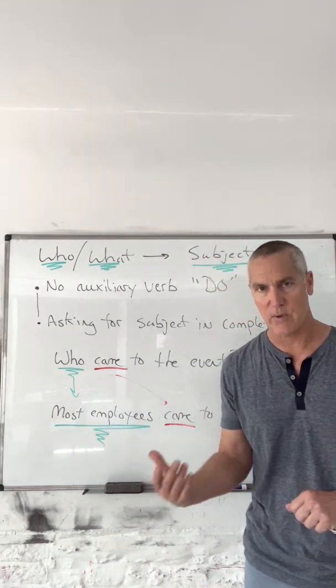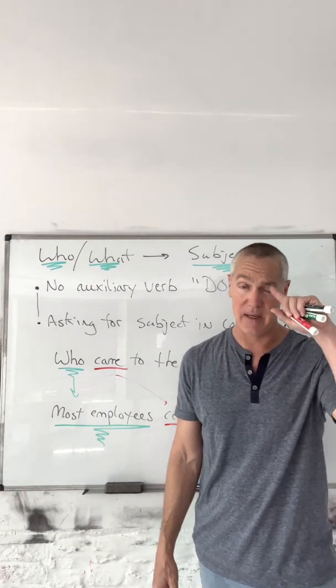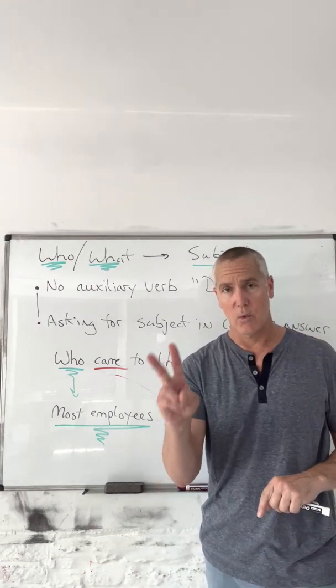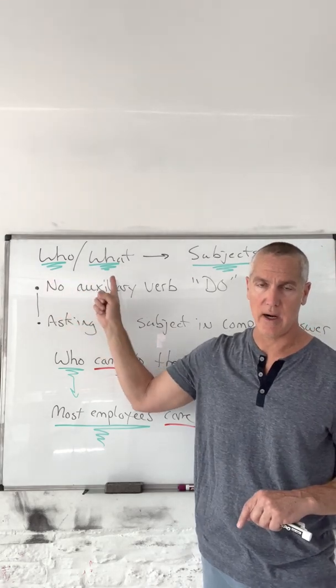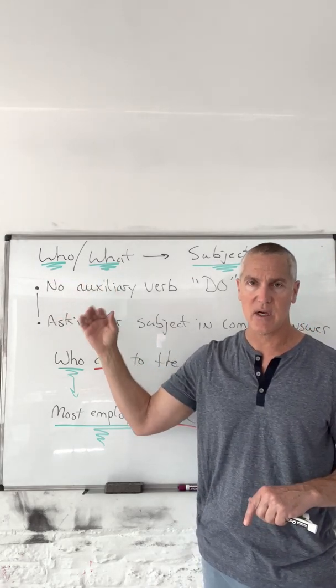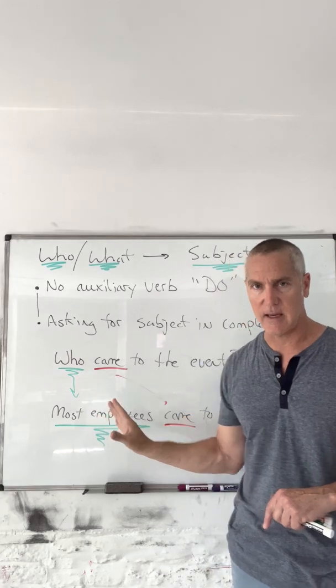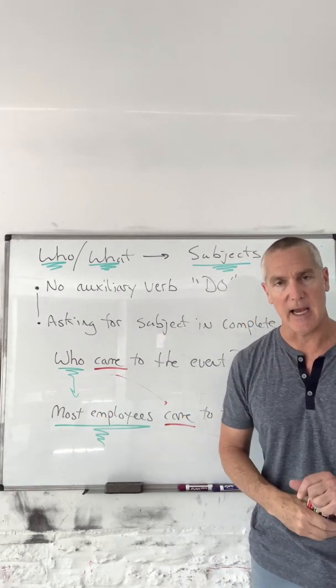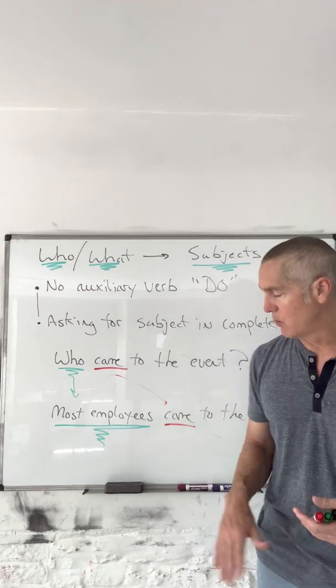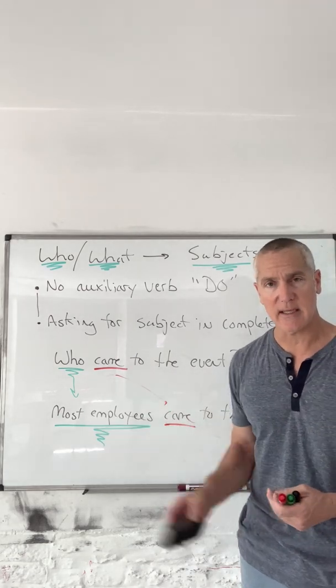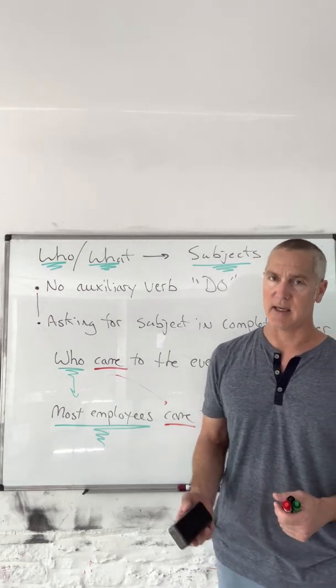We're asking for the subject in the complete answer. And the 2 words are this. The question words, who and what, are the ones that we most commonly use for this exception in the question. And again, very, very common questions with who or what. And again, of course, who is asking for people and what is asking for things.